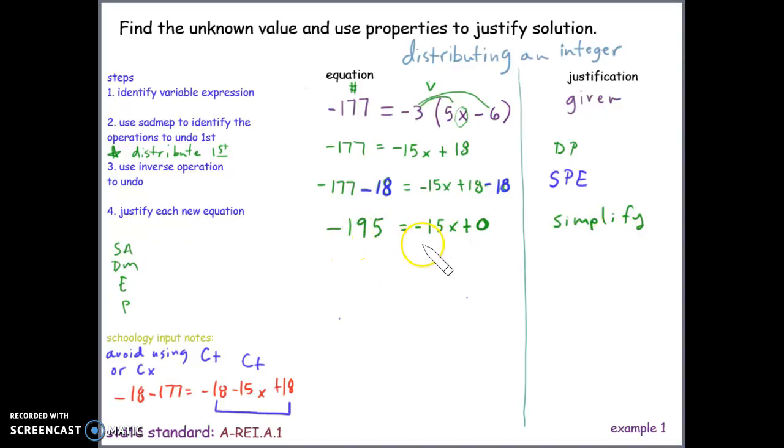And now we know that anything plus 0 is itself, so we know that negative 15x plus 0 is just negative 15x. And we can bring down the negative 195. Why can we write the equation like this? Because of the additive identity.